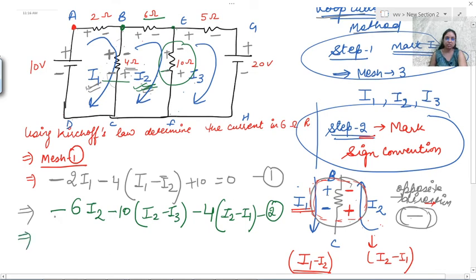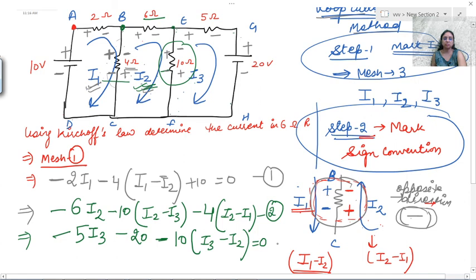Similarly, we'll get the equation 3 for the mesh 3. You are moving from E to G, that is minus 5. Current is how much? I3. Then G to H, minus, second sign, 20. H to F is nothing. Then D to E, second sign is minus 10. Resistance is how much? I3 minus I2 is equal to 0. And this also is equal to 0.